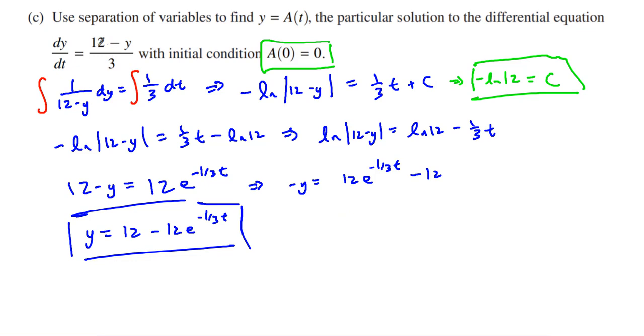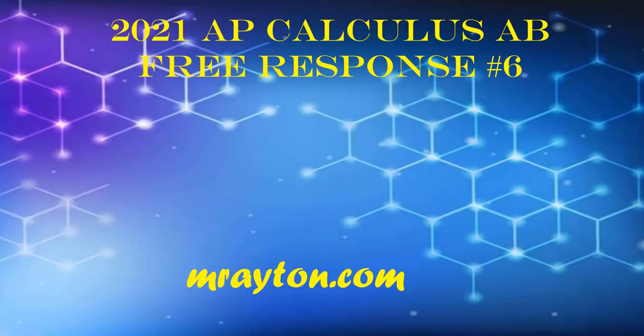So what did we do? We separated the variables first, then we integrated. We integrated the left side using the chain rule. We integrated the right side. We plugged in our initial condition and found out what C was, and then we plugged C back in and just did algebra to get it to a nice answer. And that is the whole 2021 AP Calculus AB free response exam.